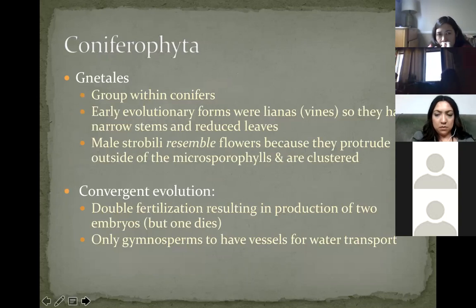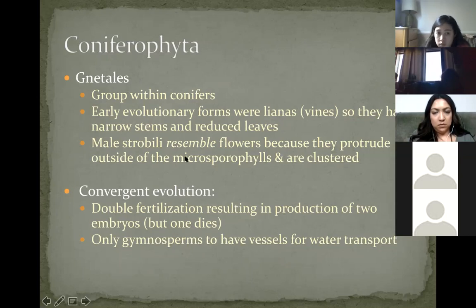Okay, so now we're going to go into the very weird but very interesting and morphologically diverse Gnetales. So this is a group within the conifers. Early evolutionary forms were typically lianas or vines, but this group within the conifers is extremely diverse. You have shrubs in this group, you have really large trees, you still have some vines within this order, but very, very diverse.